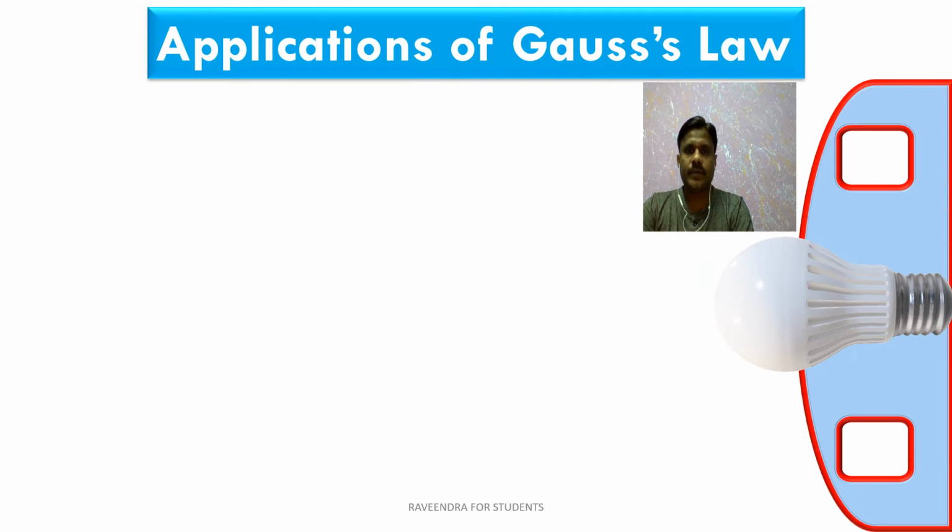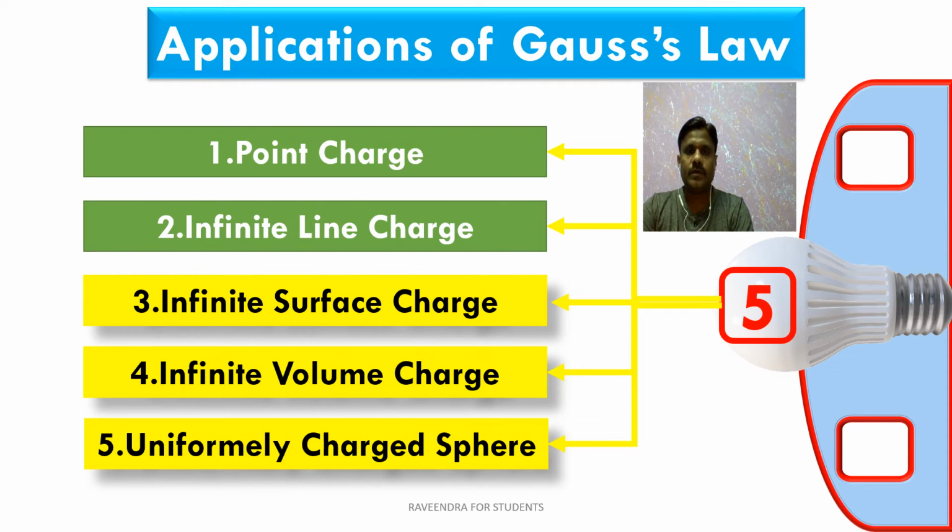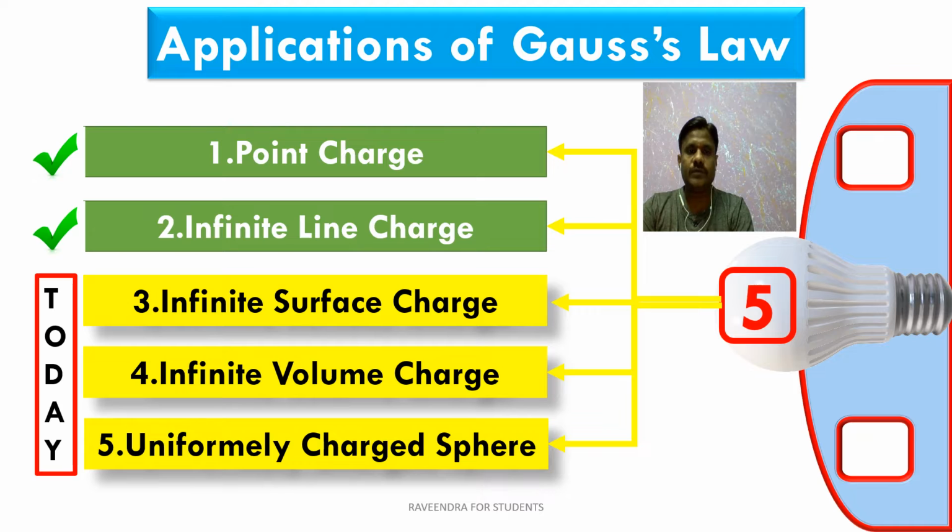Viewers, in the previous video, out of the 5 major applications of Gauss law, we have seen the first 2: point charge and infinite line charge. And in today's video, we are going to see the remaining 3 major applications. They are infinite surface charge, infinite volume charge, and uniformly charged sphere.